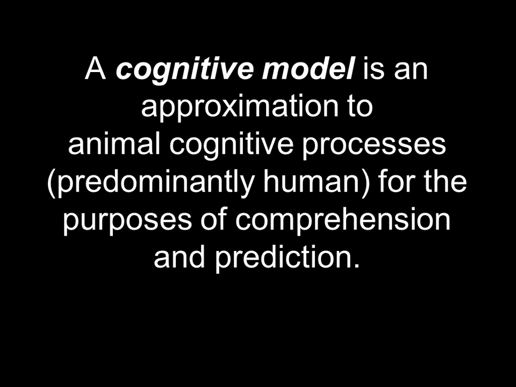A cognitive model is an approximation to animal cognitive processes, predominantly human, for the purpose of comprehension and prediction. The other way of saying that is for English class, we've taken this term and kind of co-opted it and used it in our own way. For cognitive models in English class, in this class and others for 9th grade, we are using this term to describe the way human beings, in particular, comprehend and predict.